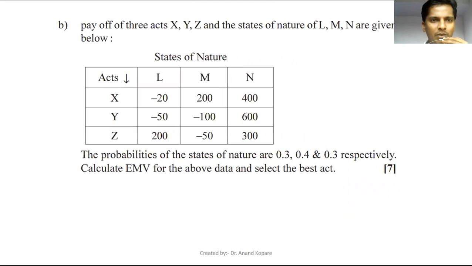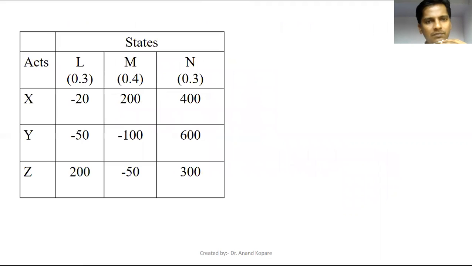Let us assume here is the problem. The payoffs of the three acts X, Y, Z, and the states of nature L, M, N are given in the table below, and the probabilities of the states of nature are 0.3, 0.4, 0.3 respectively. To calculate EMV, we have to take a decision, and along with this problem they have given the probability. On that basis we can say this problem belongs to certainty. So how do we solve this problem?